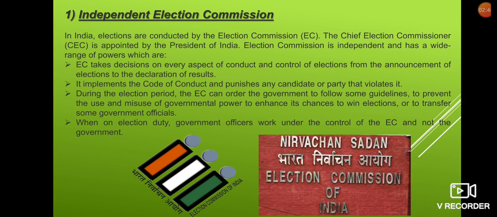During the election period, the Election Commission can order the government to follow some guidelines to prevent the misuse of governmental power to enhance its chances to win elections, or to transfer some government officials. When on election duty, government officers work under the control of the Election Commission and not the control of the government.